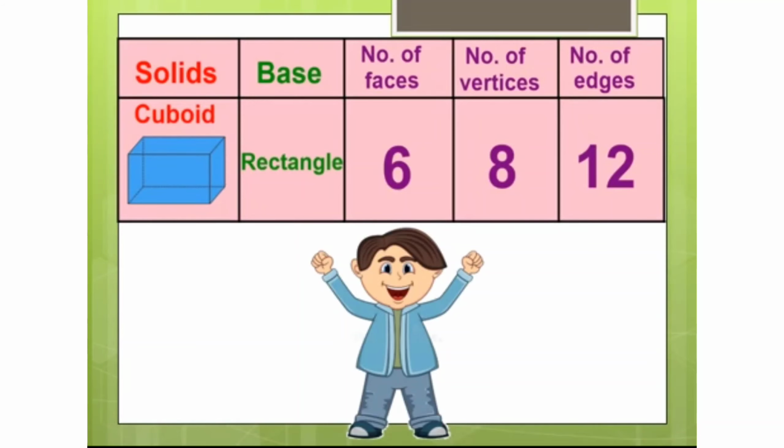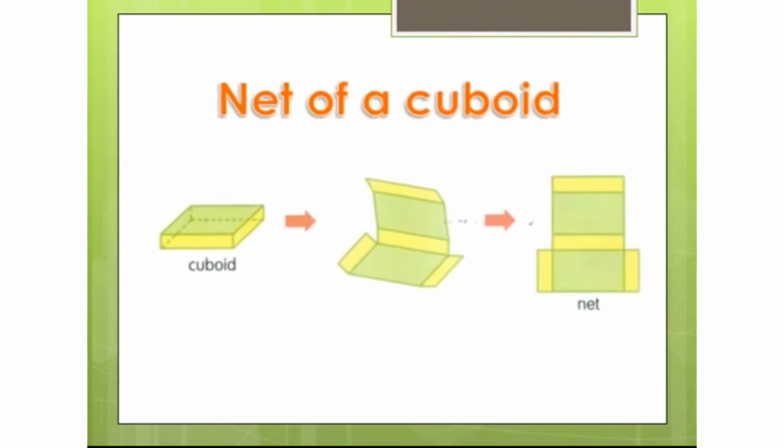And what's the shape of the face? The shape of the face is rectangle. Now, as we said before, in the cube, the nets of cuboid is exactly the same. The only difference is that the faces here are rectangles. This face is rectangle, not square as in the cube.